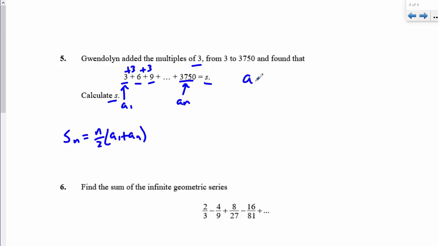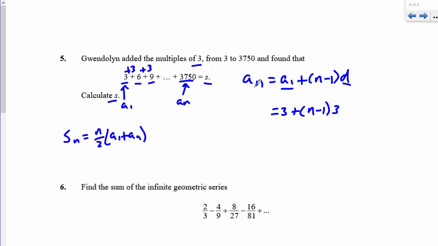So we have to do two separate steps. We're going to say a_n is equal to a1 plus (n minus 1) times d. This is the general formula for finding any term of an arithmetic sequence. a1 we know is in fact 3. Remember, I do not know what n is, so I have to keep it as n minus 1. The common difference is what we're adding each time, which is in fact 3.